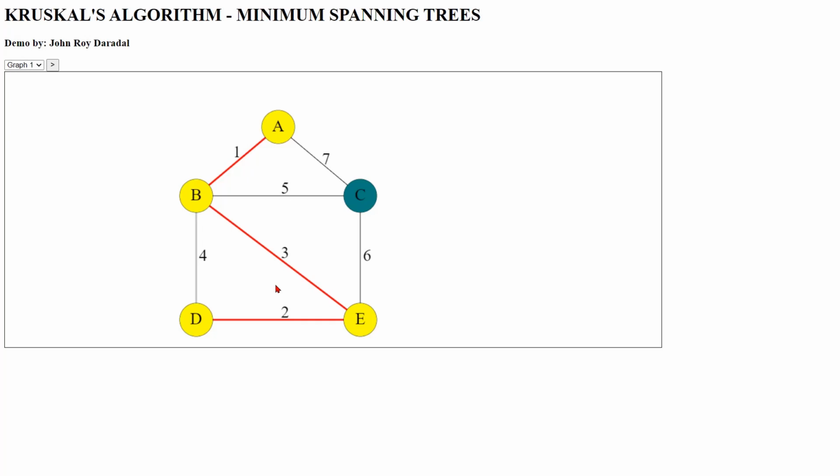Then the next is 5, and 5 would connect BC, and currently they belong to two different components, so we could merge them, and that would be part of the tree now. And since everything is already covered, we are now done. Okay, so that is how Kruskal's algorithm works.